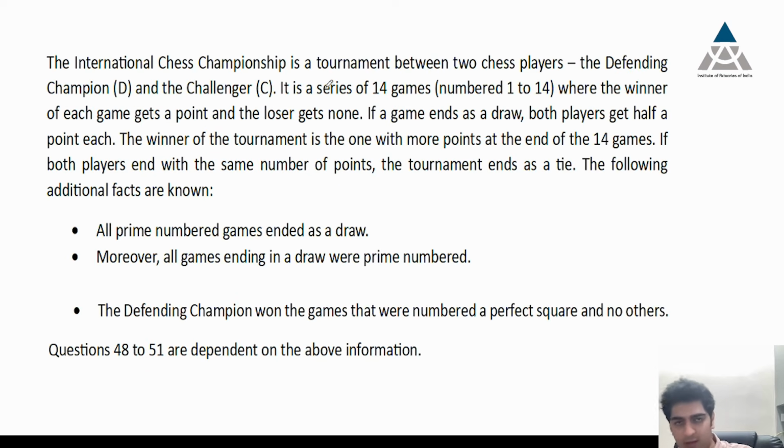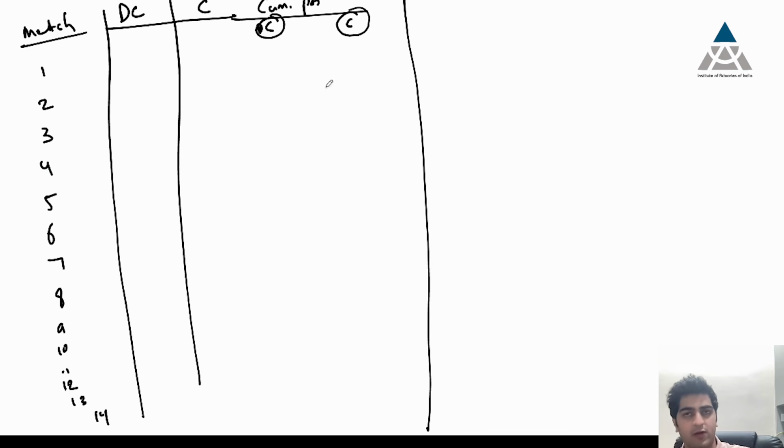First, you are told all prime numbered games ended as a draw. I hope everyone is aware of prime numbers. Prime numbers are those which are only divisible by their own number and 1. They are not divided by any other number. Always remember, 1 is neither a prime nor a composite number, so 1 is not a prime. 2 is a prime, which means this was a draw, so 0.5, 0.5 points. 3 is a prime number, so this was a draw, 0.5, 0.5. 4 is obviously not a prime.